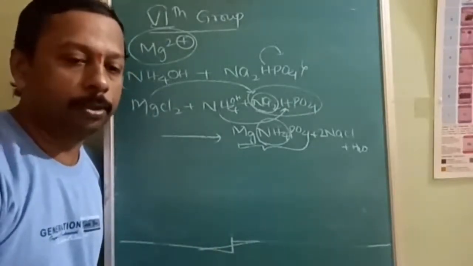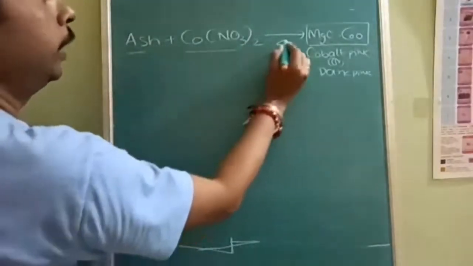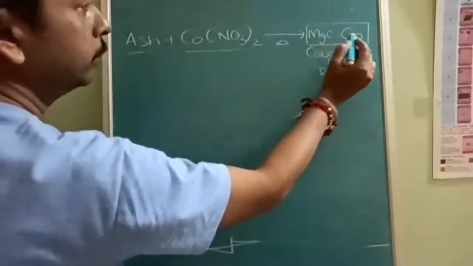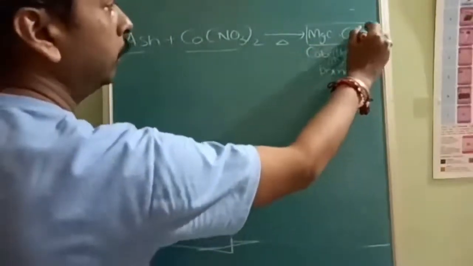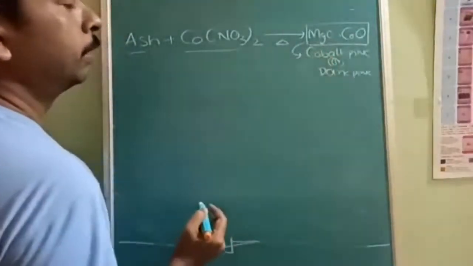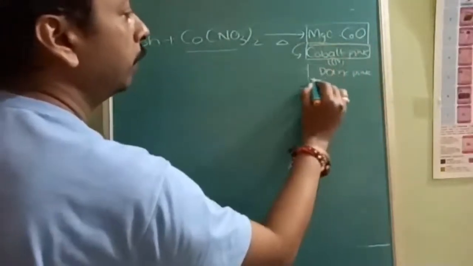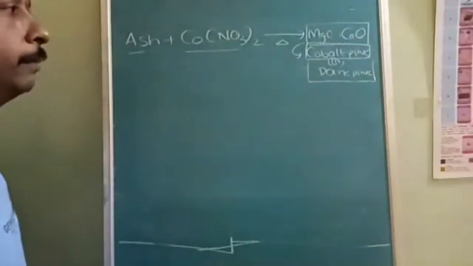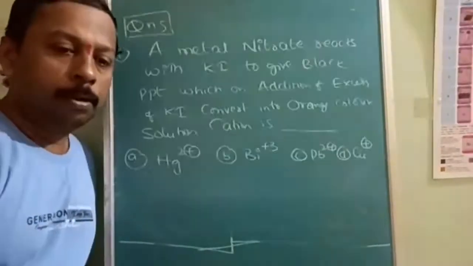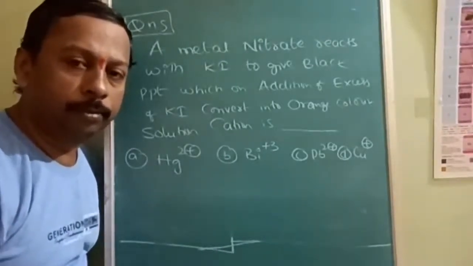Note this down. When the ash is treated with cobalt nitrate and heated, we will get a mixed oxide of magnesium oxide and cobalt oxide. This cobalt oxide is pink in color, therefore it is called cobalt pink. The darkness of the pink color is very high, therefore it is also called dark pink. Now let us solve some questions related to qualitative analysis, to see how the questions will be.